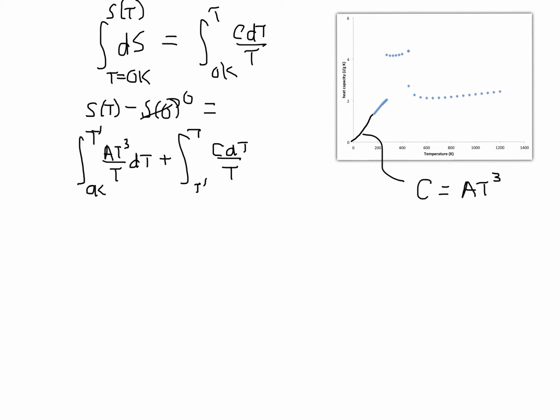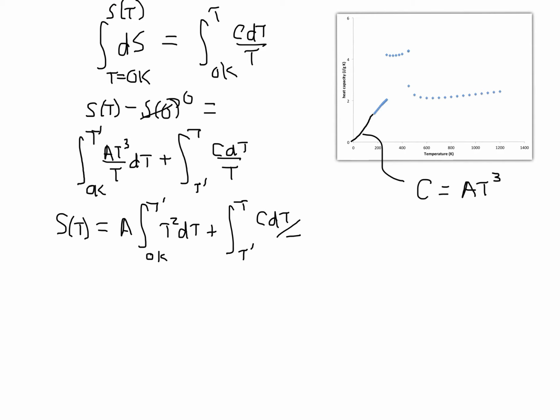So, if we do this integral, we can see that S at the temperature of interest is equal to A, which is a constant, integrated from 0 Kelvin to T prime, T cubed over T is T squared dT, plus our low temperature extrapolated temperature and the integral of C dT over T.